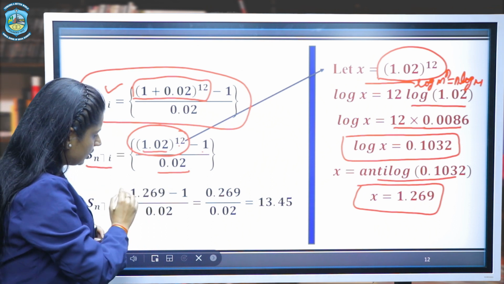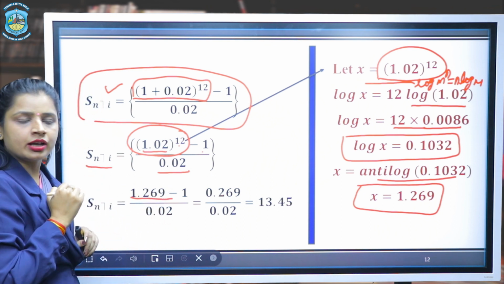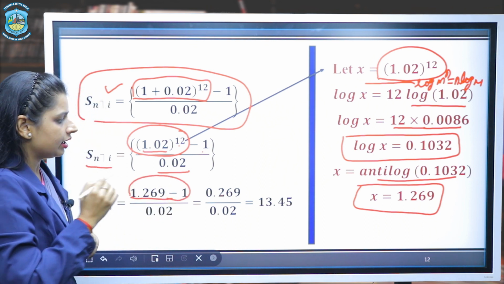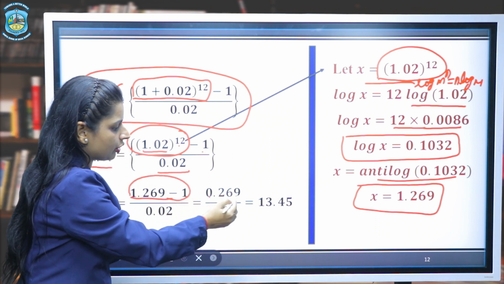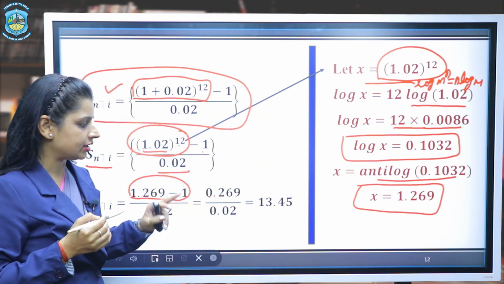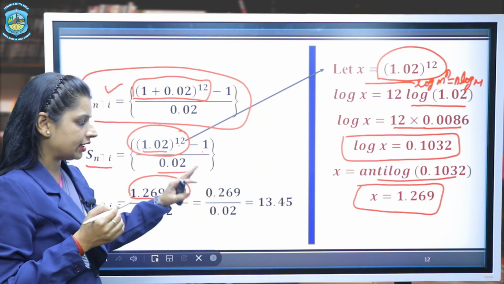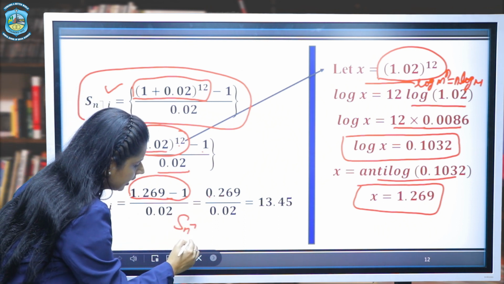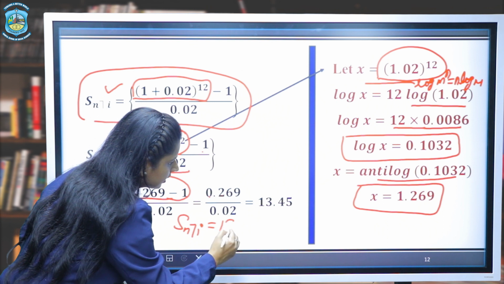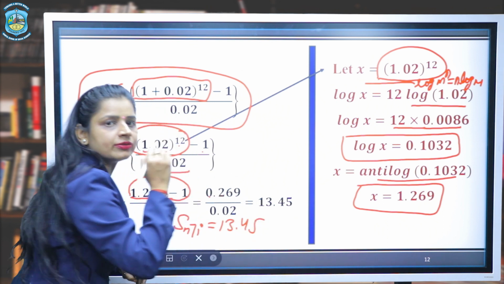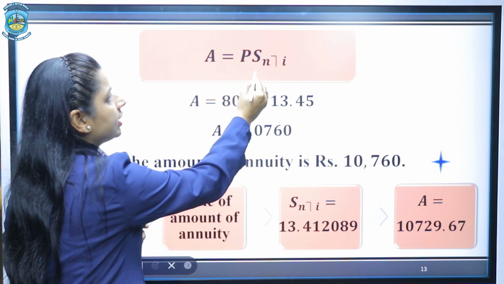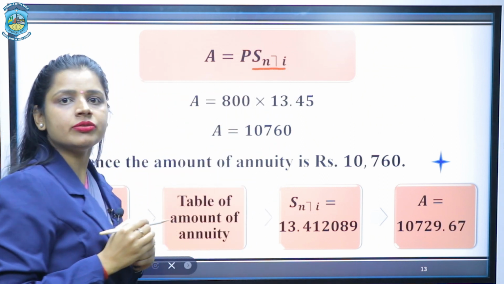So, we substitute this value here. Then first we do the subtraction in the numerator. We get the quantity 0.269 divided by 0.02, and after division we get the value of s angle n at i as 13.45.